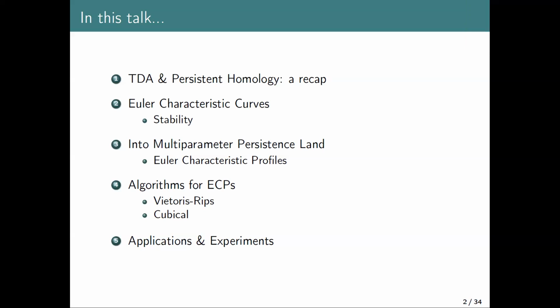So we have a lot of ground to cover, but thankfully we had a bunch of great talks already about TDA and persistent homology, so we'll just go very fast at the beginning, but feel free to interrupt me at any time if you have any questions.